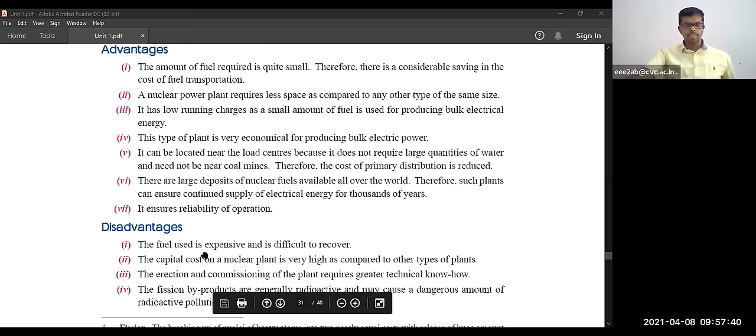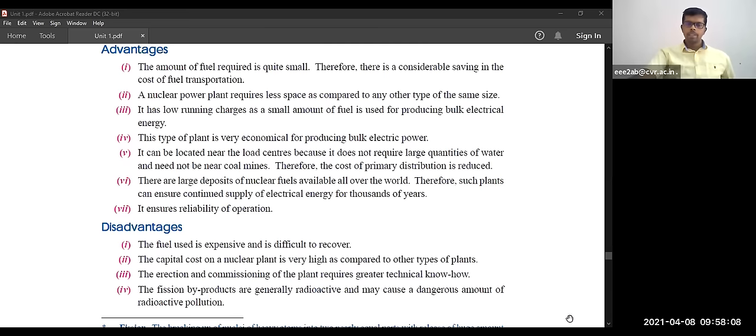Next, disadvantages. If you see, the fuel used is expensive and difficult to recover. Also, the capital cost of a nuclear power plant is very high compared to other power plants. So imagine if you want to construct a nuclear power plant of 4,000 megawatt.